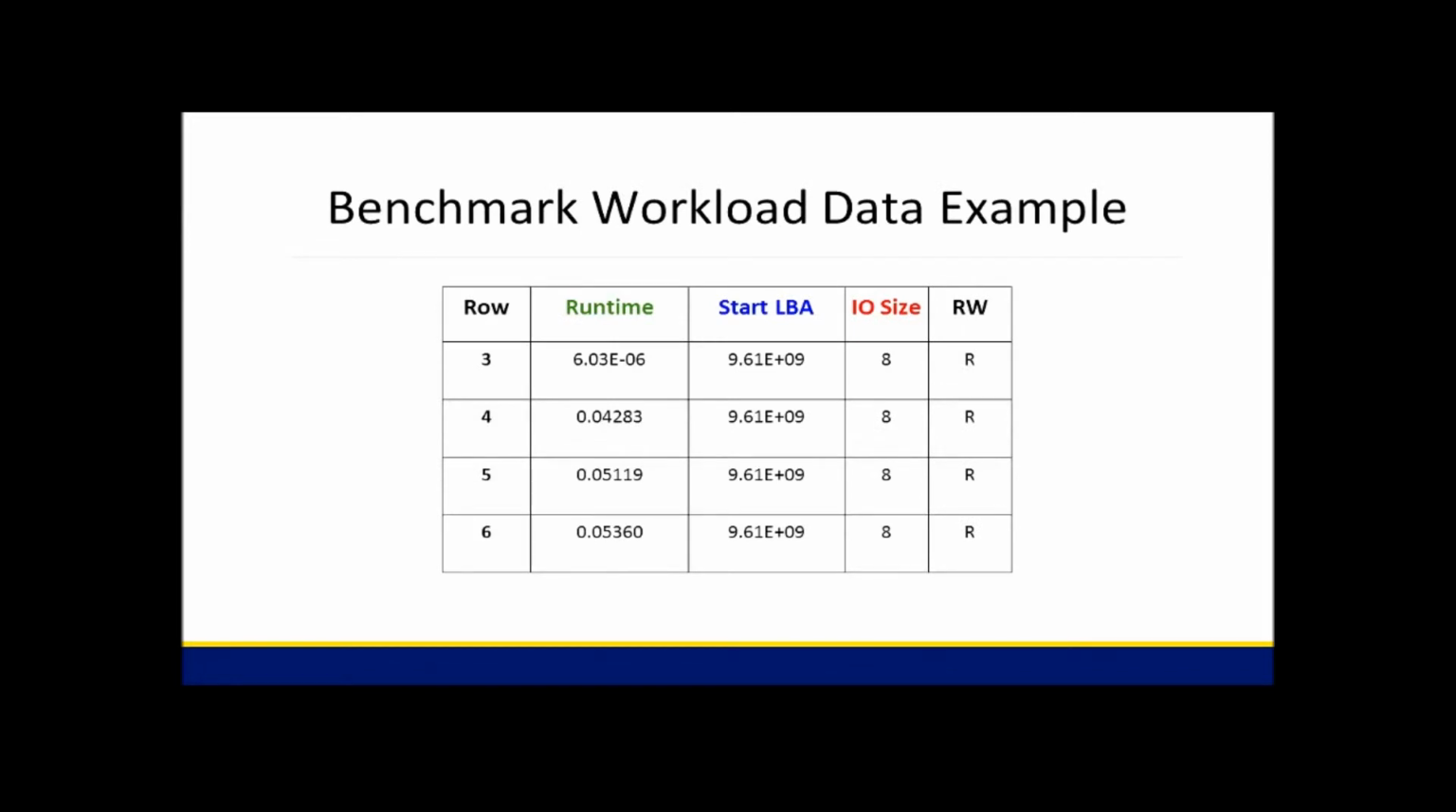So we've been talking a lot about benchmark workload data. Here's an example of it. As you can see, it consists of a row ID, which identifies the request. The runtime can also identify the request. It's the cumulative runtime of the benchmark at that point. So no two runtimes can be the same.